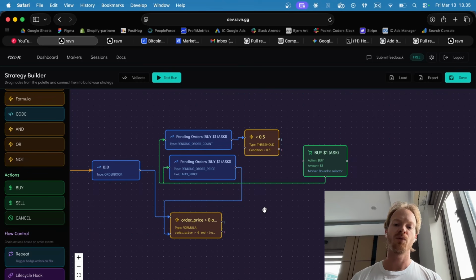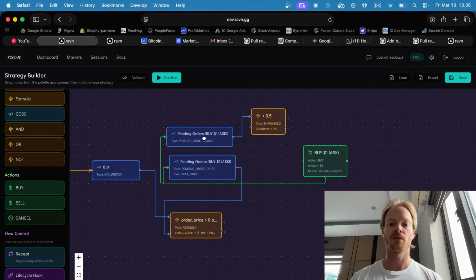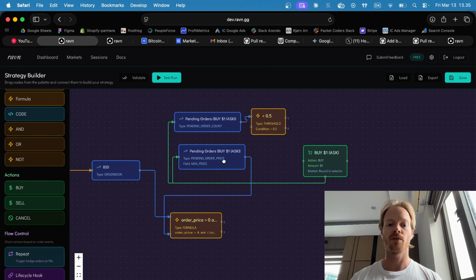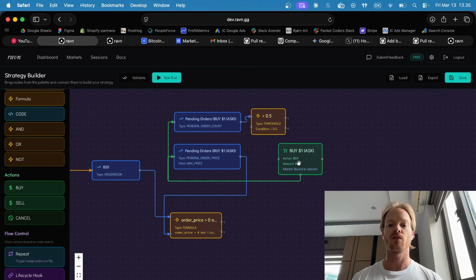When we do these slightly advanced strategies, it does start to look a little bit messy, but this is again a very early alpha, and we will hopefully be changing this in the near future so it's easier to understand. So now we have the pending orders count and the pending orders price, and these are connected with the action, so it's hooked in and understands which action it has to look at.